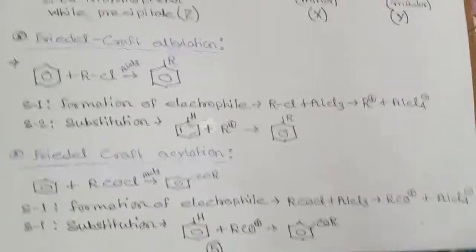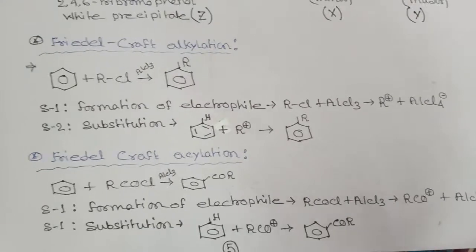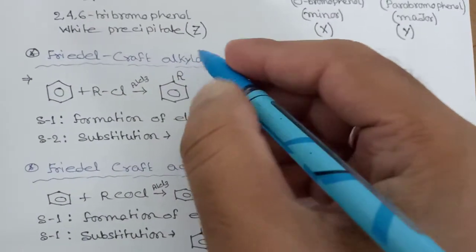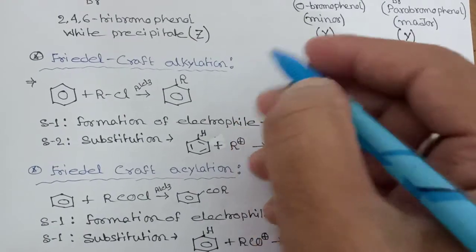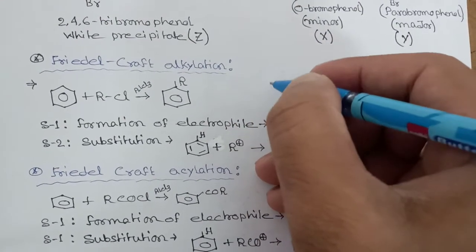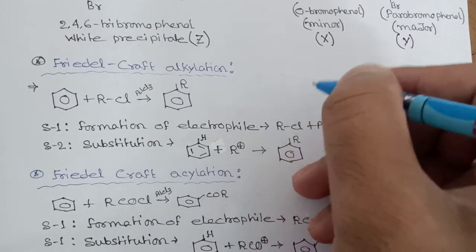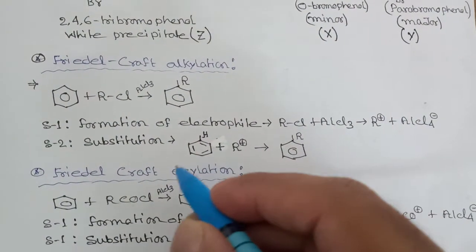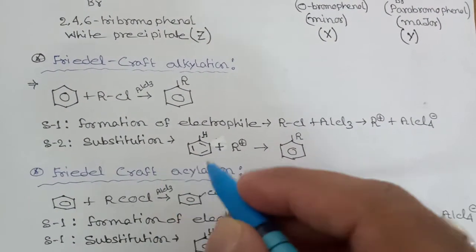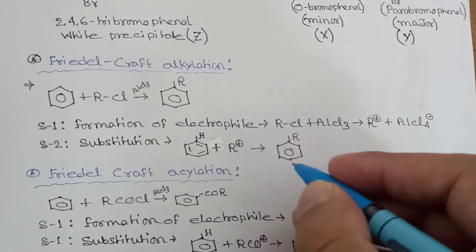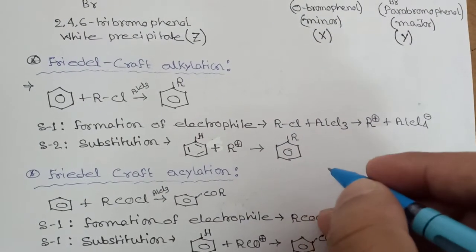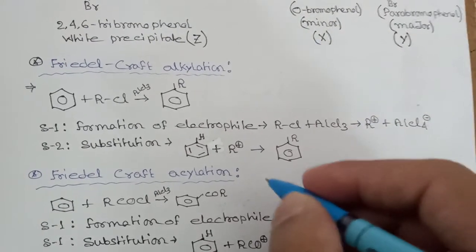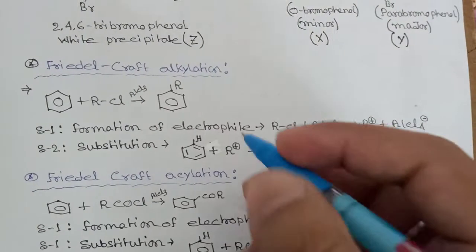Now we will see Friedel-Crafts alkylation and Friedel-Crafts acylation. Alkylation means an alkyl group should be attached. Alkyl group is the R group. Alkyl may be methyl, ethyl, propyl, anything. And for acylation, an acyl group should be attached. An acyl group is when R, the alkyl group, is connected to a carbonyl group. So R is bonded to CO, and that type of group is called an acyl group.